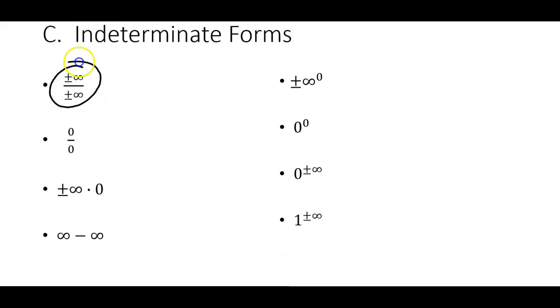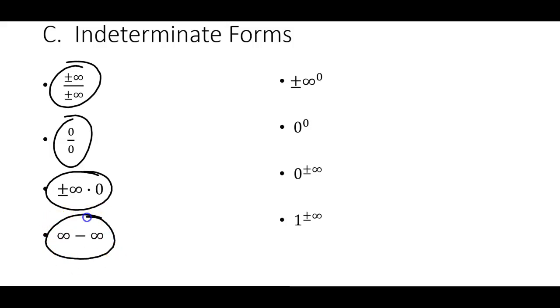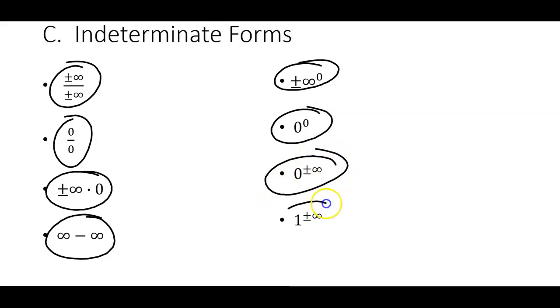If you divide infinity by infinity, we're not really sure. Here's another one. You can't have 0 over 0, because we talked about that before. You're not allowed to have 0 in the denominator anyway, right? That's an indeterminate form. Or 0 times infinity. That's not allowed either. Infinity minus infinity, we don't know what that is. We can't tell for sure. Infinity to the 0 power, 0 to the 0 power, 0 to the infinity, and 1 to the infinity.